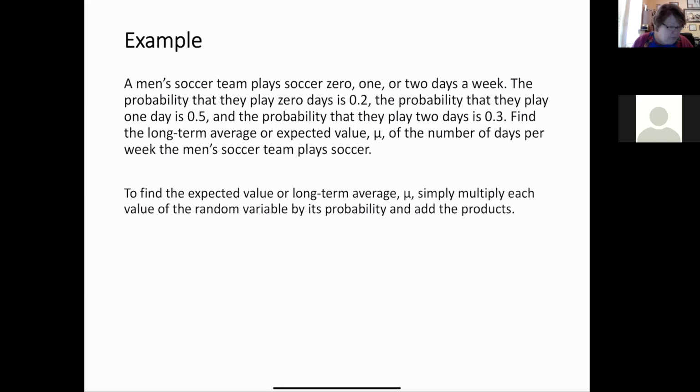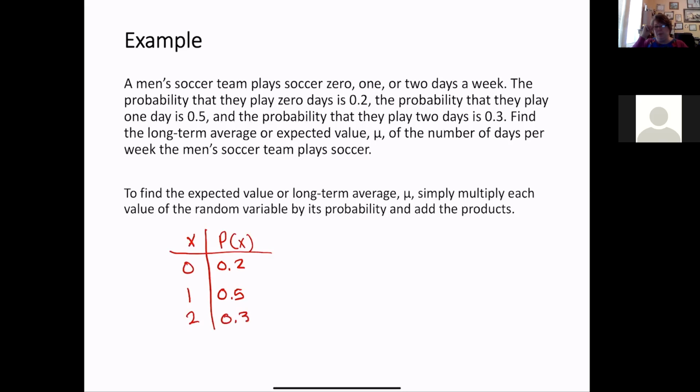So the probability, we have 0, 1, and 2 days. The probability they don't play soccer at all during the week is 0.2. The probability that they play 1 day a week is 0.5. The probability that they play 2 days is 0.3.